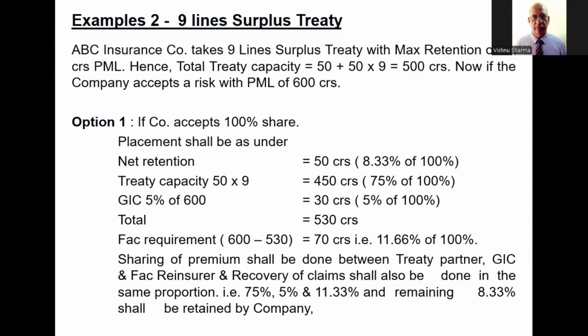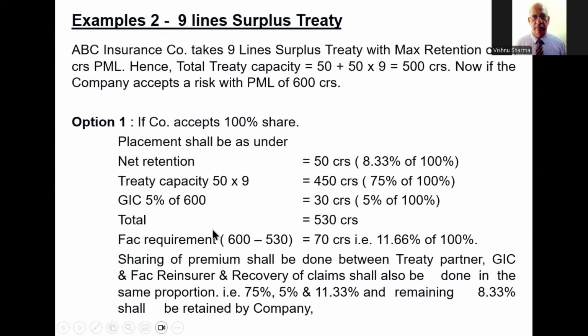Then GIC, 5%. GIC is fixed. So 5% goes to GIC. Total, if you see, it is not 100%. It is 75 plus 5, 80, 80 plus 8.33, 88.33%. Only 88.33% is placed. So your FAC requirement is the remaining, 100 minus 88.33. That comes to 11.66% of 100%. So this much is the FAC requirement under these circumstances.